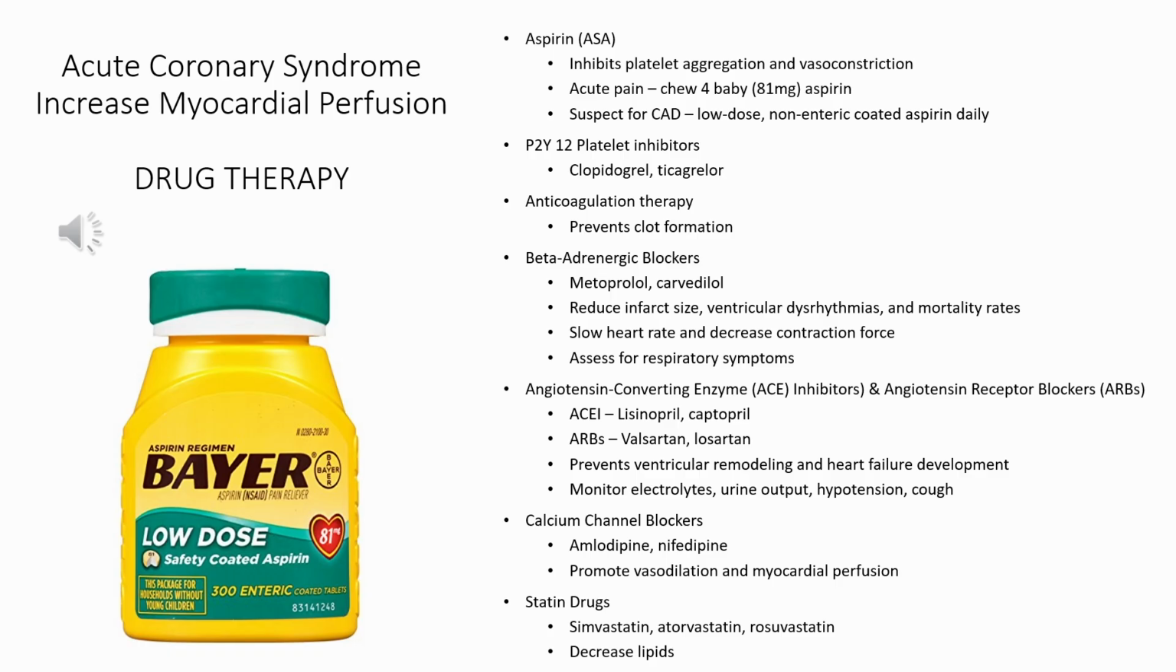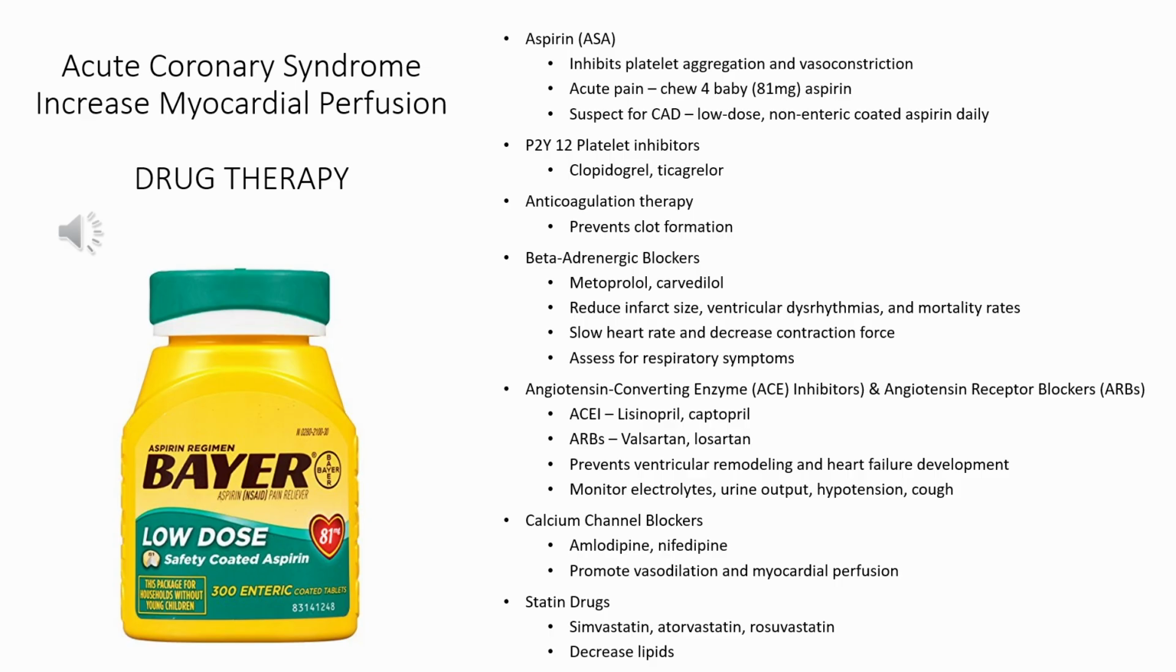All right, so now that we've talked about how we can manage acute pain and what medications we do for that, now let's talk about how we can increase myocardial perfusion. Because again, that's our goal. We want to restore blood flow to the heart as quickly and as efficiently as possible. And that's where drug therapy really plays a big role. So we're going to go over some of the different key medications and how they can help improve patient outcomes.